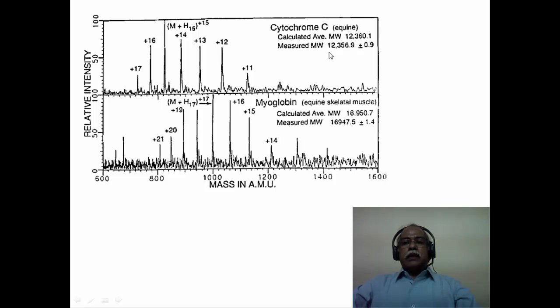Now, cytochrome C and myoglobin are two protein molecules with molecular weights of 12,360 and 16,950 in this particular case. And here also multiply charged ions are seen, with charges starting from 14, 15, all the way up to 21 in the case of myoglobin, and in the case of cytochrome it is about plus 11 to plus 17 charges, corresponding to the molecular weights mentioned in the slide. The calculated molecular weight and the measured molecular weight are close to each other, in terms of the accuracy with which you can measure molecular weights using electrospray ionization mass spectrometry.